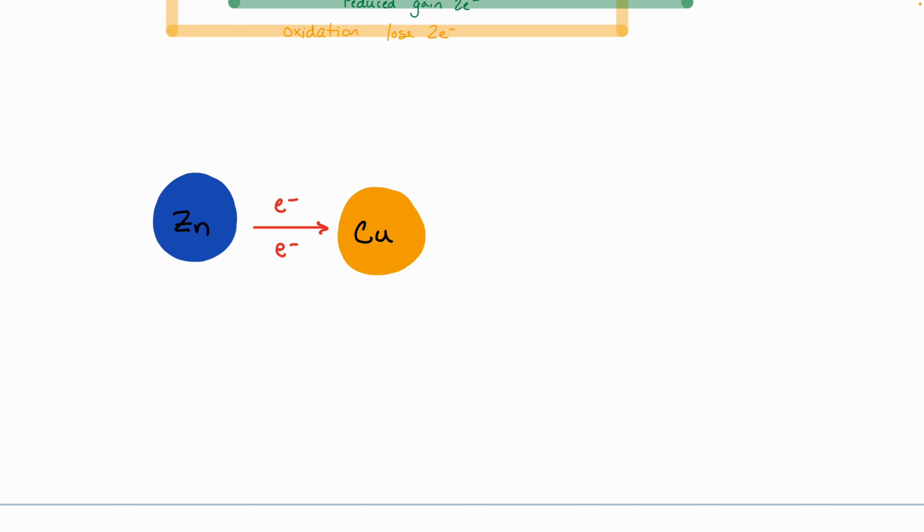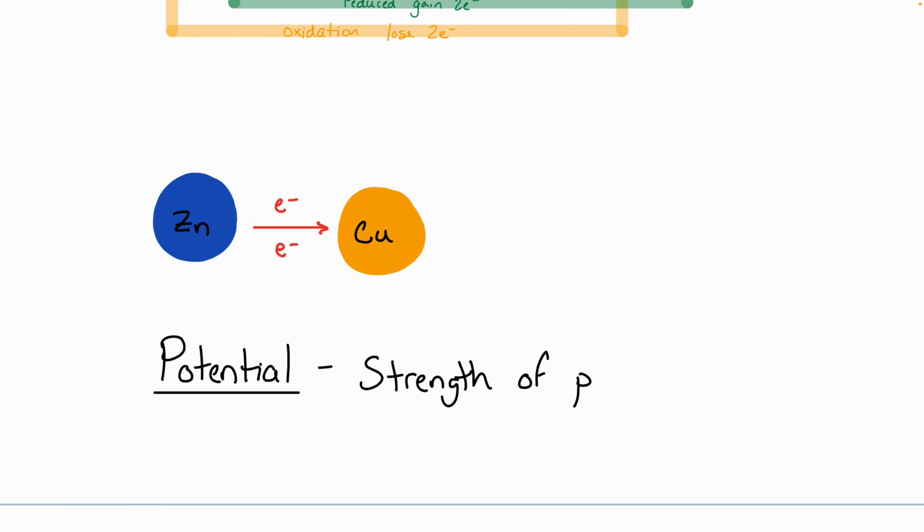We're going to use this terminology a lot, potential. Potential is the strength of pull on those electrons. So why does this reaction occur? Why is copper able to wrestle those electrons away from that zinc? Well, because copper has a greater potential than zinc.